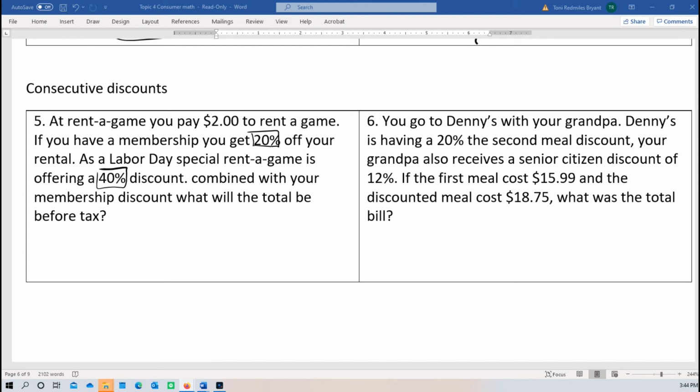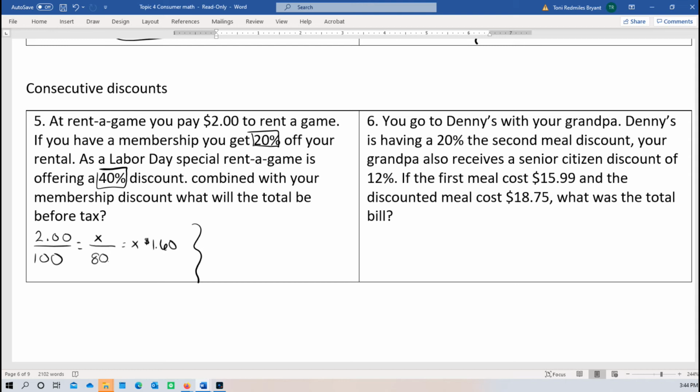All right, so I paid $2 for my Rent-A-Game. That's 100% of the price. Because I have a membership card, I only am going to pay 80% of that. And if I do that, that's going to be $1.60. Okay. All right, part two, got to do the next discount.